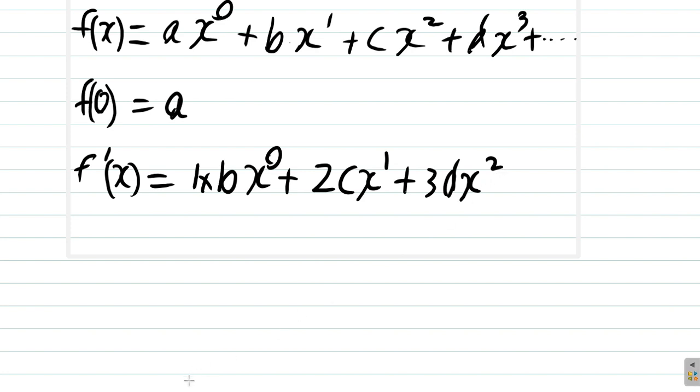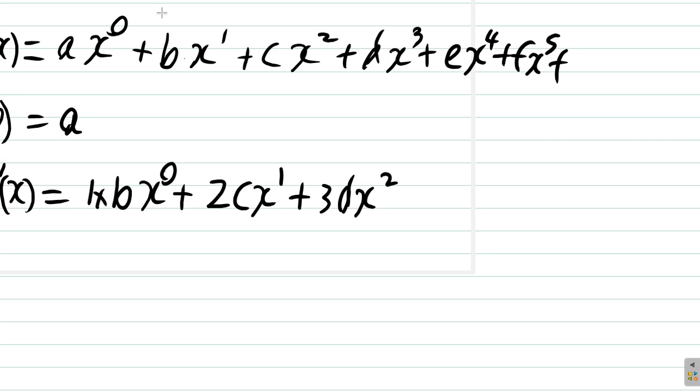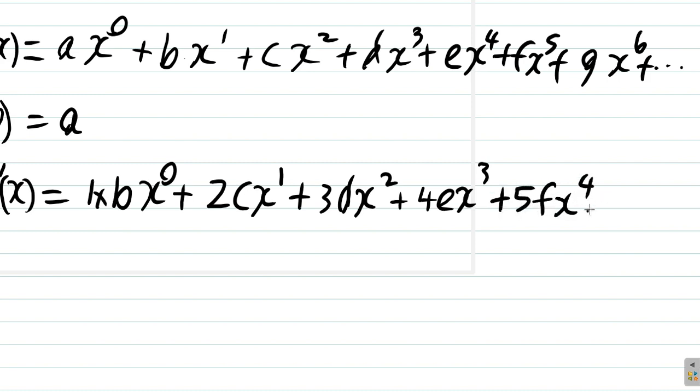Alright? Let's just add a few more terms here. You would have, after d, e x to the 4 plus f x to the 5 plus g x to the 6 plus, and so on. So the first derivative, we're continuing it, plus 4e x cubed plus 5f x to the 4th plus 6g x to the 5 plus, and so on and so forth. Alright? You see that?